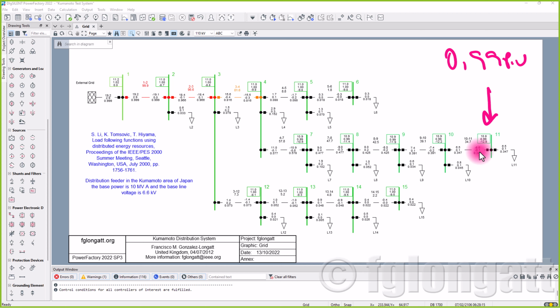Many people complain about the PV systems. However, the PV system has the potential to improve the voltage profile. And what I will do now is show you that if I install this PV system over here in bus bar number 11, I can change the voltage profile. I will click here, and right now I have a PV system that I will connect at bus bar number 11.